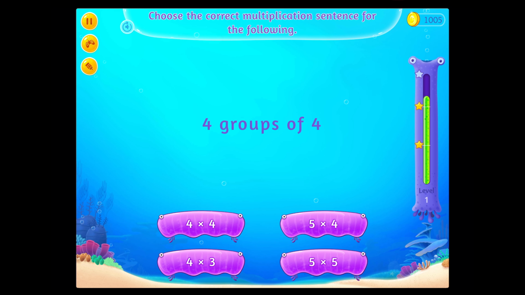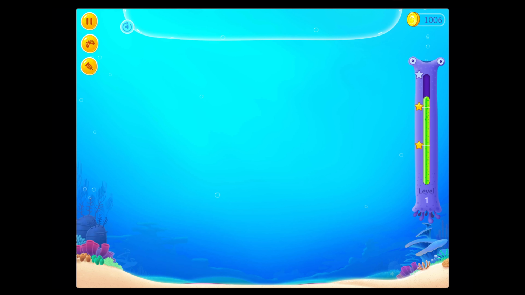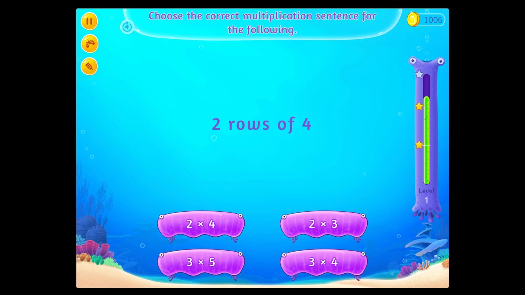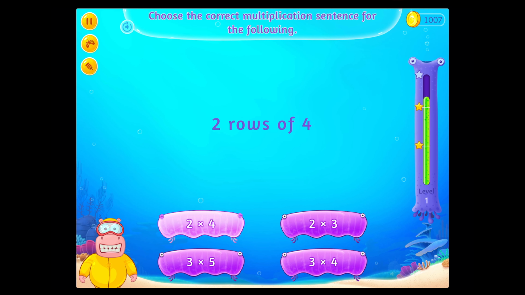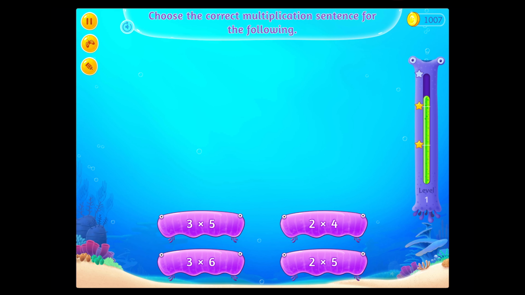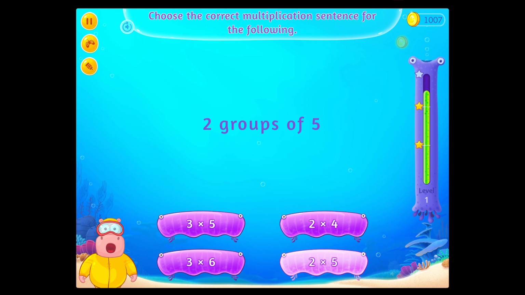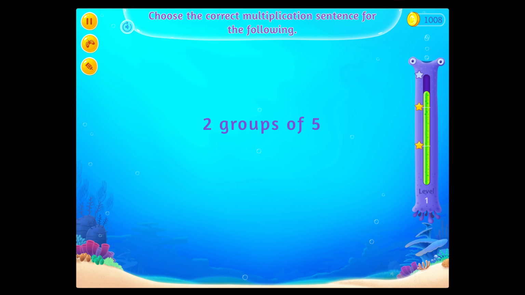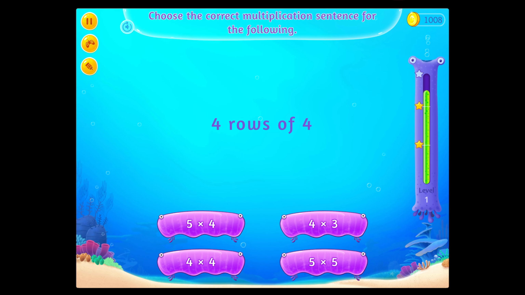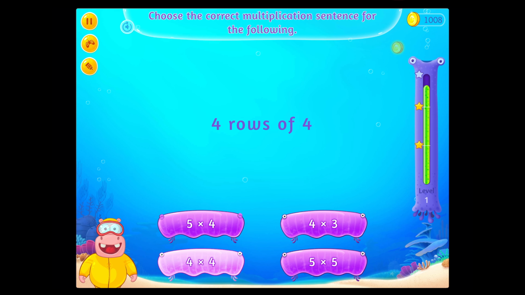Choose the correct multiplication sentence for the following. Correct! Choose the correct multiplication sentence for the following. Correct! Choose the correct multiplication sentence for the following. Good going! Choose the correct multiplication sentence for the following. Fabulous!